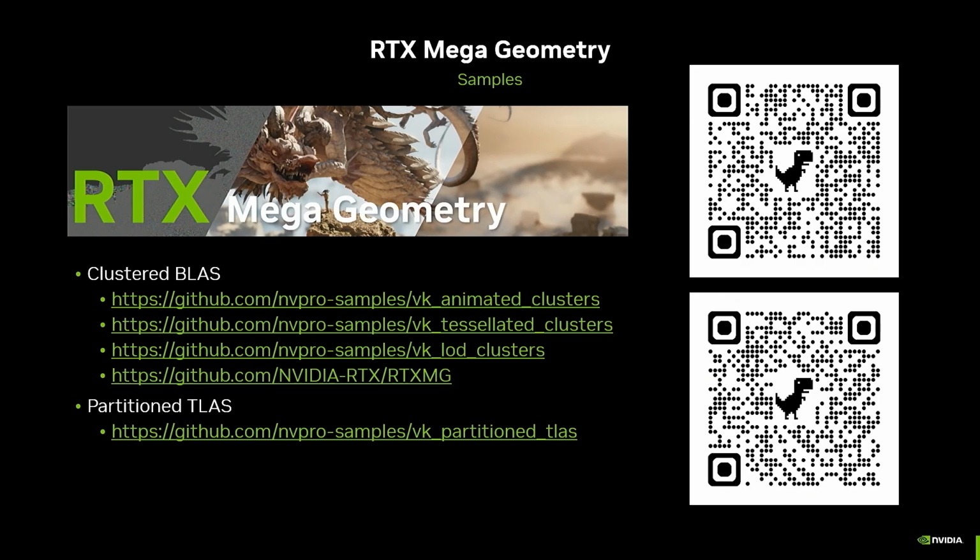So you have an animated cluster sample, which shows how to do skinned animation with clusters with template instantiation. Tessellated clusters, showing how to use template instantiation to implement tessellation. LOD clusters, which is a Nanite-like LOD system implemented with clusters. RTX MG, which does tessellation as well, but in NVAPI. And then a sample for the partitioned TLAS, which is this dominoes example I showed earlier.